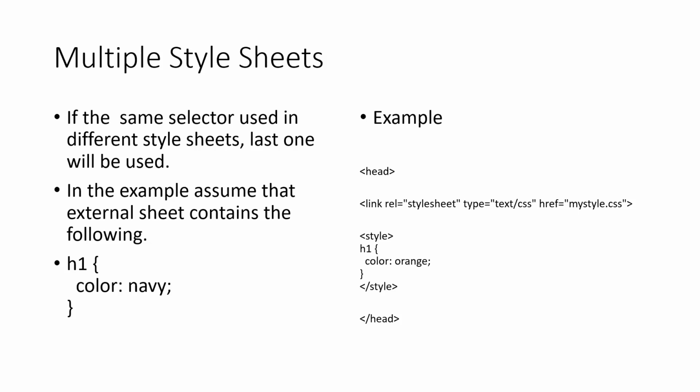Now there's a problem that you usually need to face when we have multiple style sheets. Now, for example, let's say that you have the same selector in different style sheets. Which one is it going to adhere to, right? So we will assume that we have the following style within the external sheet, right? So each one is navy.